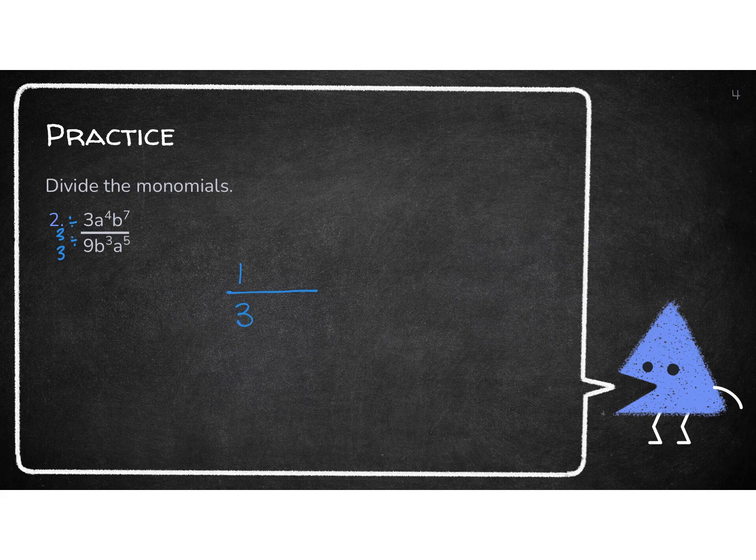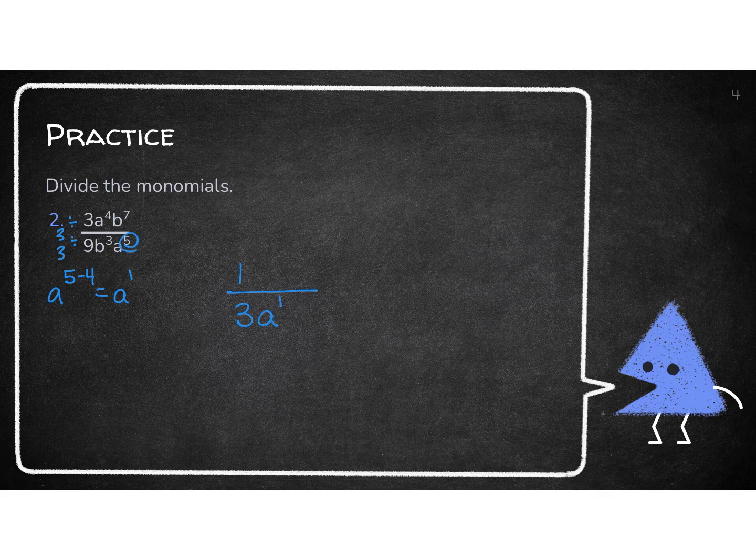Okay, so now I'm going to deal with my exponents. Well, my a's, I have an a to the 4 on top and an a to the 5 on bottom. I'm going to do bigger minus smaller, so that's going to give me a to the 1. And it's going to go where the bigger one was. So the bigger one was on the bottom, so it's going to go on the bottom.